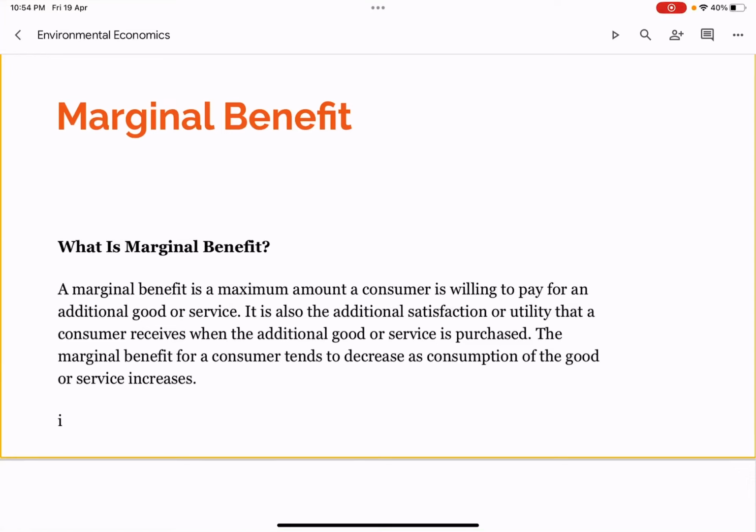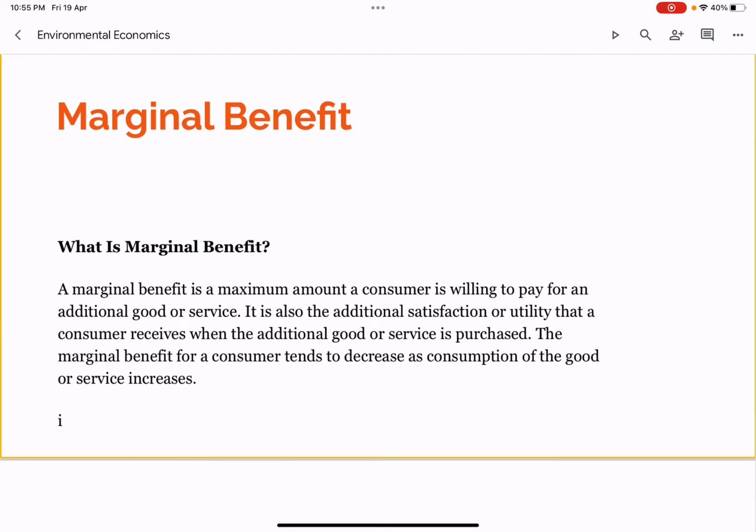Friends, in my earlier video, I talked about marginal cost. Here we would be discussing another relevant concept in environmental economics, which is marginal benefit. Marginal cost, we talked in terms of marginal social cost and marginal private cost, which are relevant to quantify the external cost because of negative externalities, right?